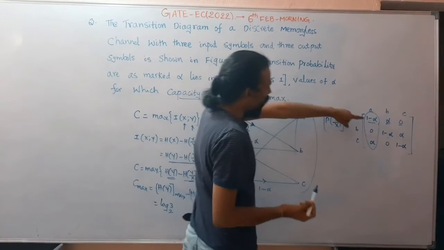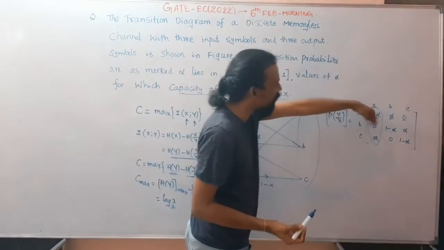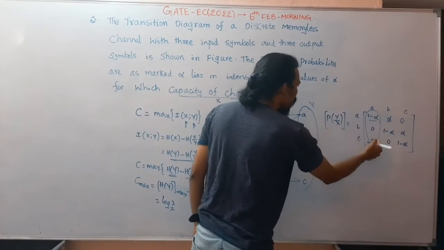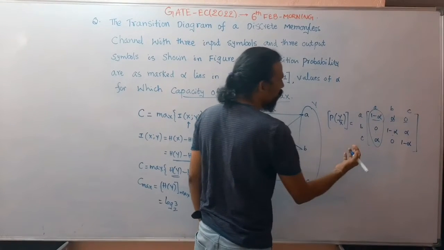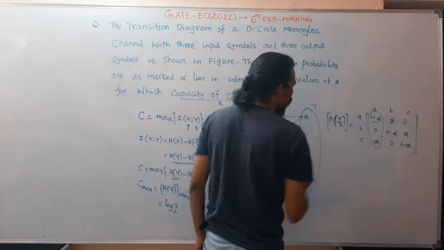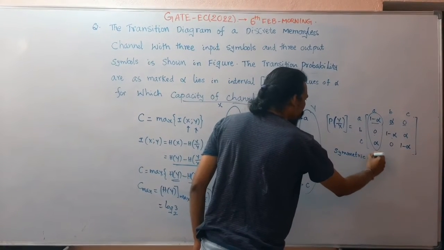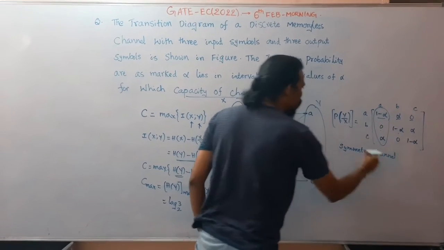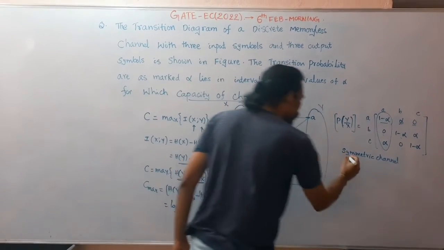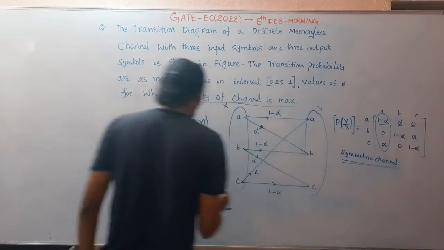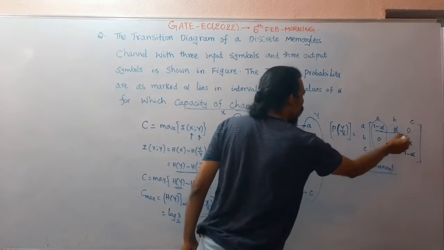That means every row is some permutation of another row, so the same elements are present but in a different order. If every row is a permutation of another row and every column is a permutation of another column, then that channel is called a symmetric channel. This is the property of a symmetric channel. For a symmetric channel, H(Y|X) is nothing but the entropy of any one row or column.